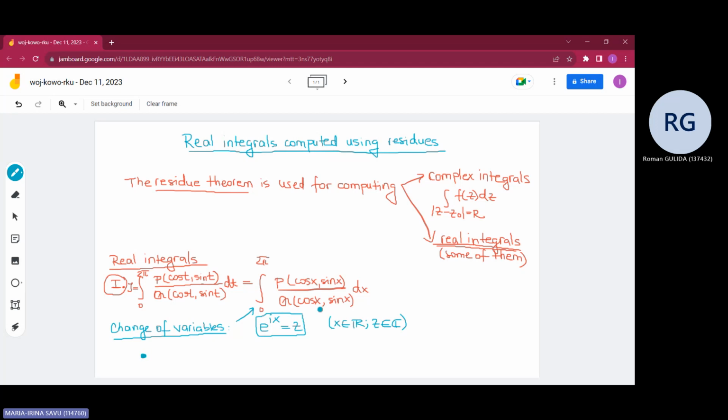First of all, you have to see what dx becomes. When you compute the derivative here and here, you get i times e at ix, because this is the derivative of this one, times dx equals the derivative of z, which is 1, times dz. So we get that dx is actually dz over i times e at ix, which is dz over iz. Okay, this is dx.